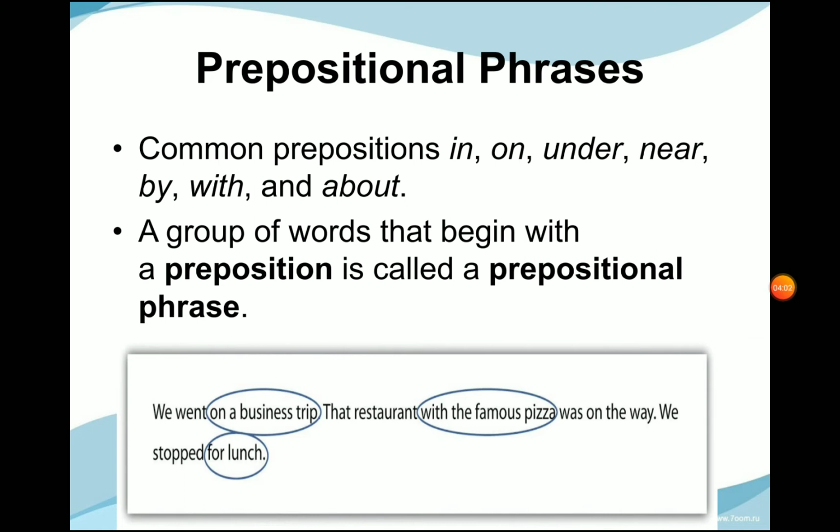Common prepositions include in, on, under, near, by, with, and about. A group of words that begins with a preposition is called a prepositional phrase. A prepositional phrase begins with a preposition and modifies or describes a word. It cannot act as the subject of a sentence. In this slide, you can see an example of a prepositional phrase.